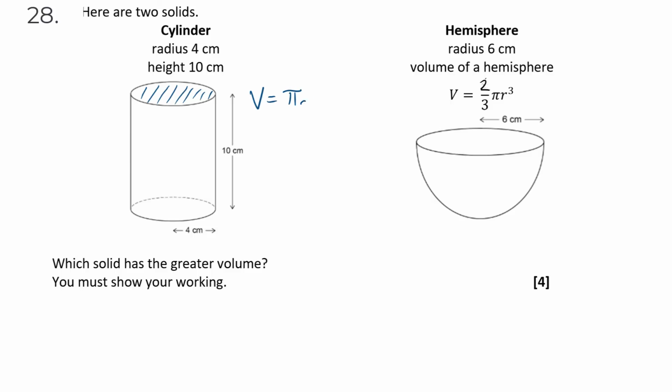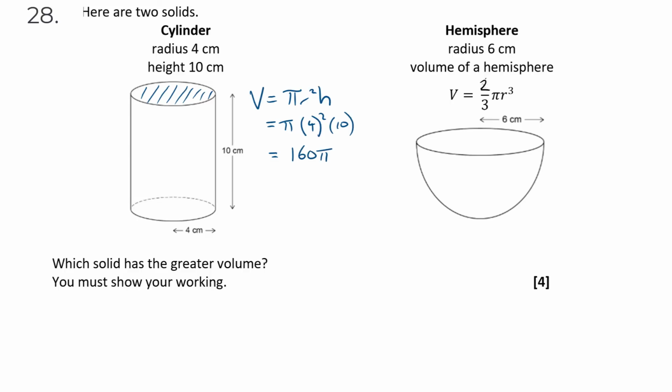So it'll be pi r squared for the area of the circle times h, the distance between the top and the bottom circle. Okay, so subbing in what we know, I'm going to get pi times 4 squared times 10, aren't I, for the volume of this cylinder. 4 squared is 16, times 10 is 160. I'm just going to leave it as 160 pi.